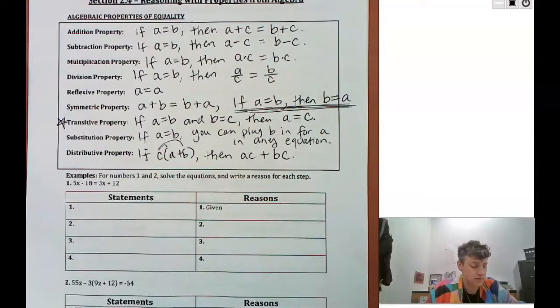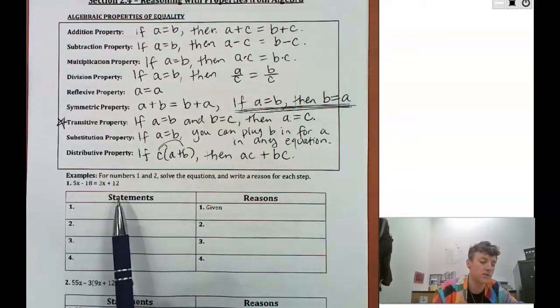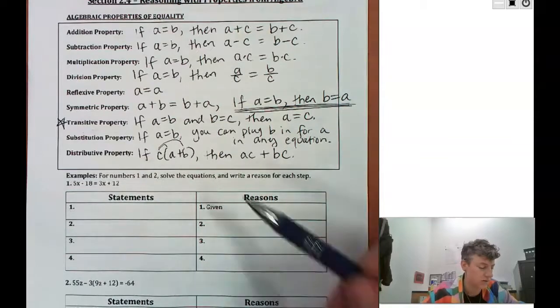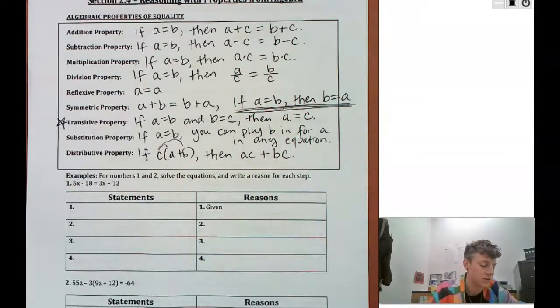Okay, this is called a two-column proof. It's got statements on the left, reasons on the right. It is in two columns. That's why it's called a two-column proof. And we always start our proofs with what we are given. We have to be given somewhere to start. So the first reason we always have is given.